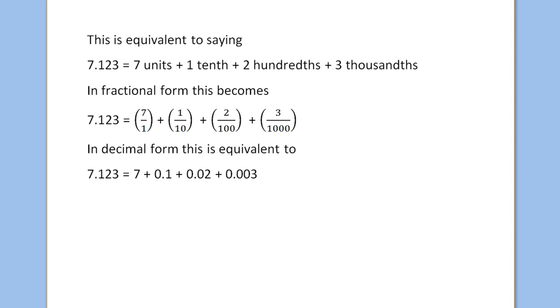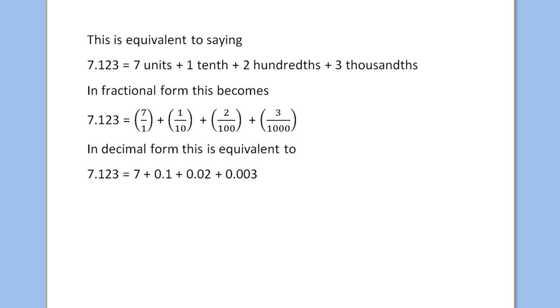In fractional form, this becomes 7.123 equals 7 over 1. The 1 on the denominator denotes units, plus 1 over 10. The 10 on the denominator denotes tenths, plus 2 over 100. Again, that denotes hundredths on the denominator, and 3 over 1,000, which is equivalent to 3 thousandths. In decimal form, this is equivalent to 7.123 equals 7, because 7 over 1 is just 7. Any number divided by 1 is just the number.